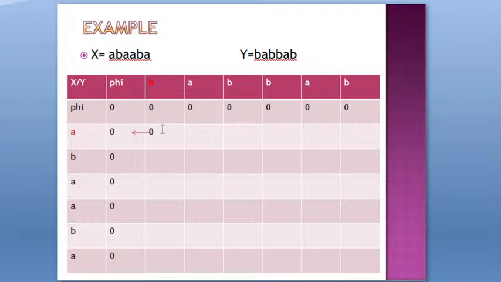As the characters don't match to each other, that is the reason why I am taking the maximum between these two values. As both the values are same, that is the reason why I am selecting any one among these two values. Now check, up to this, is it clear students? Why am I putting 0 over here? Let me know.